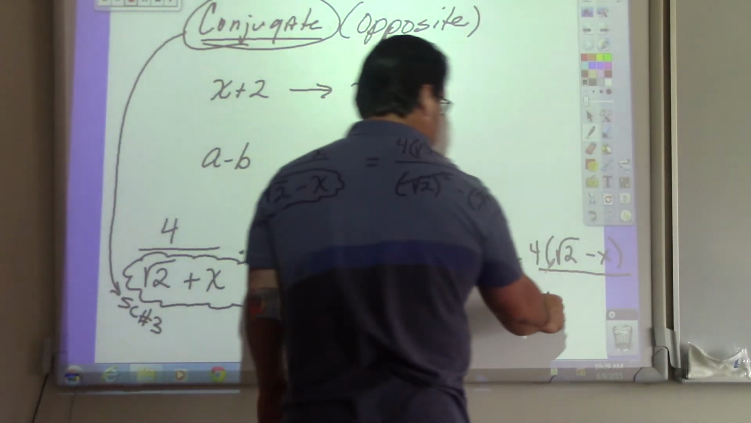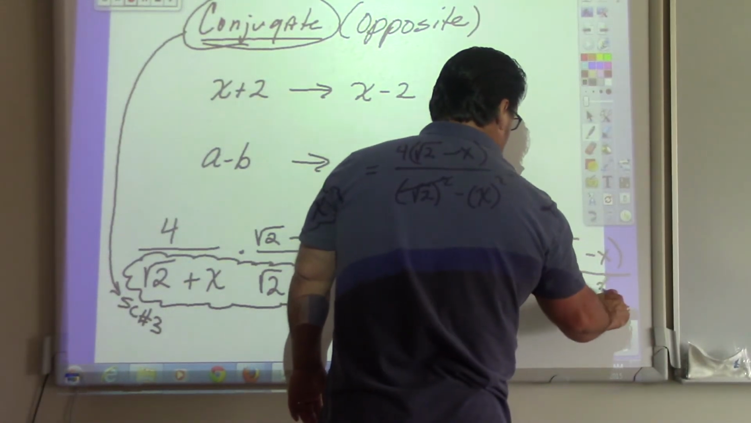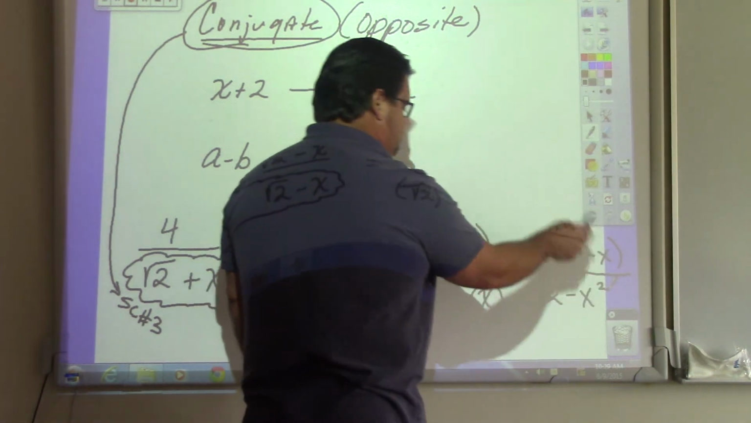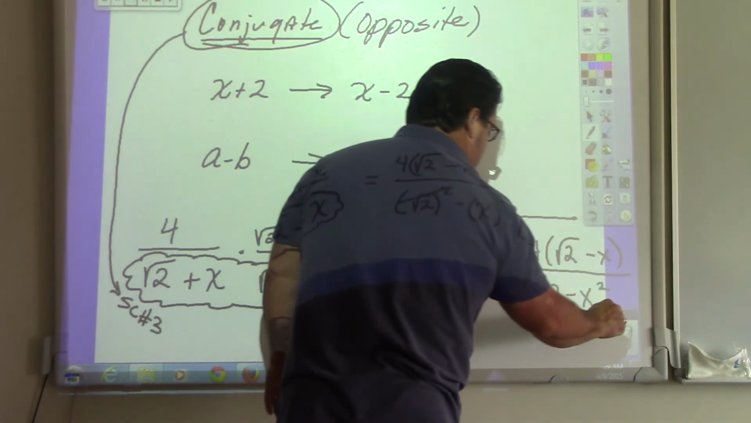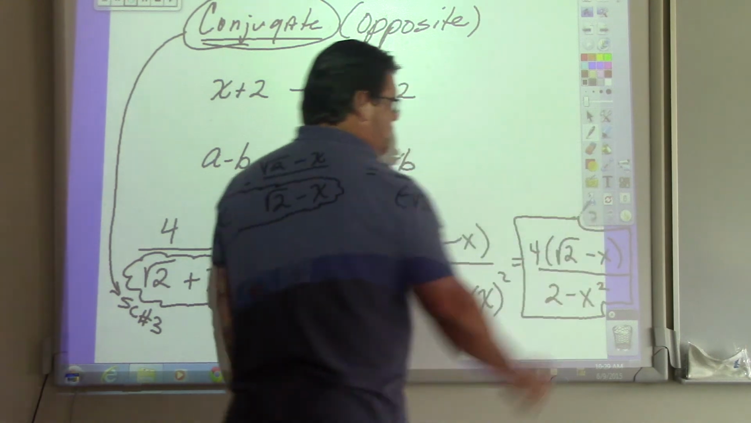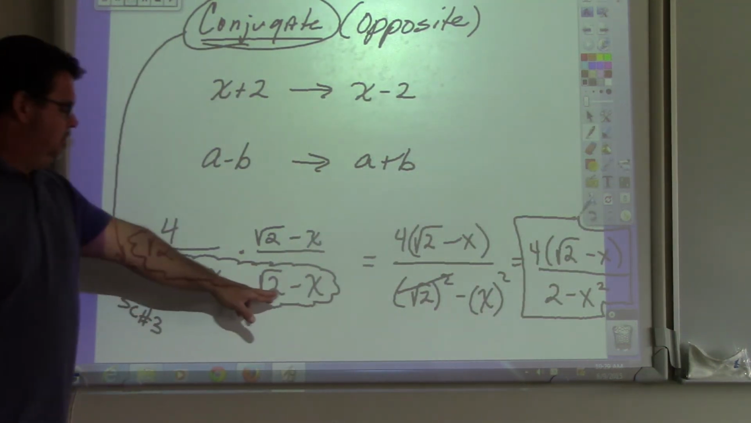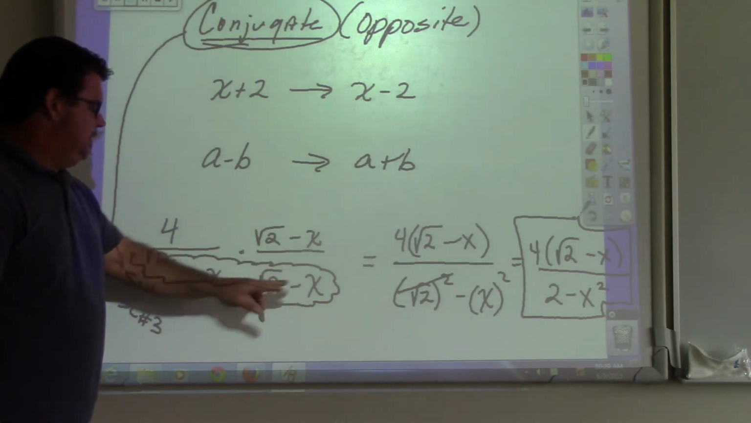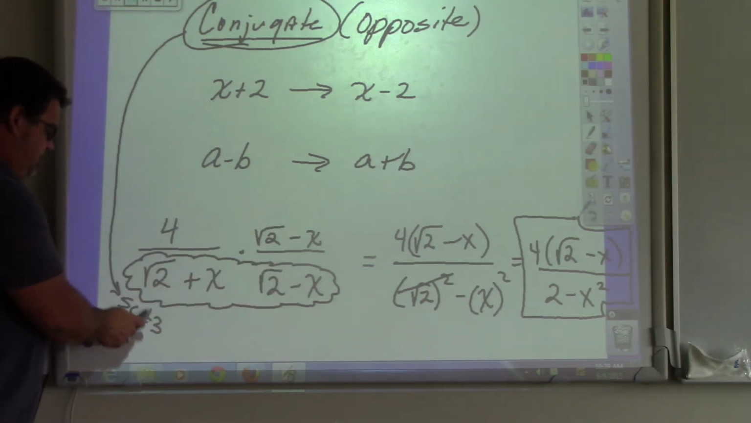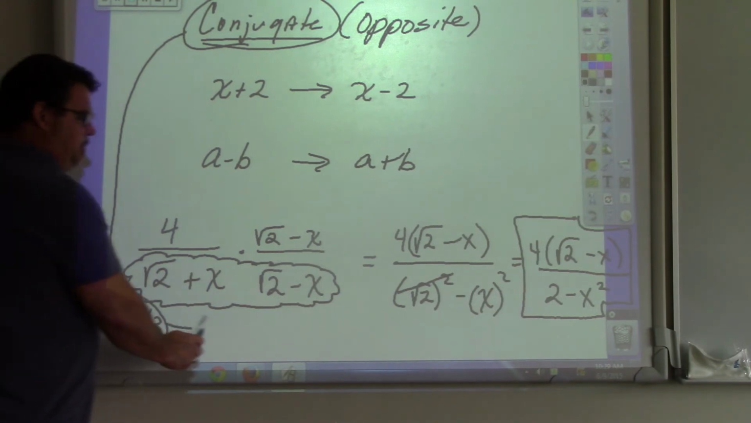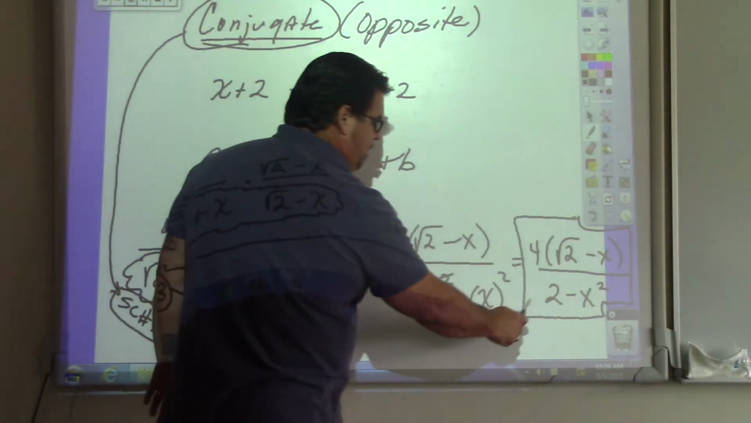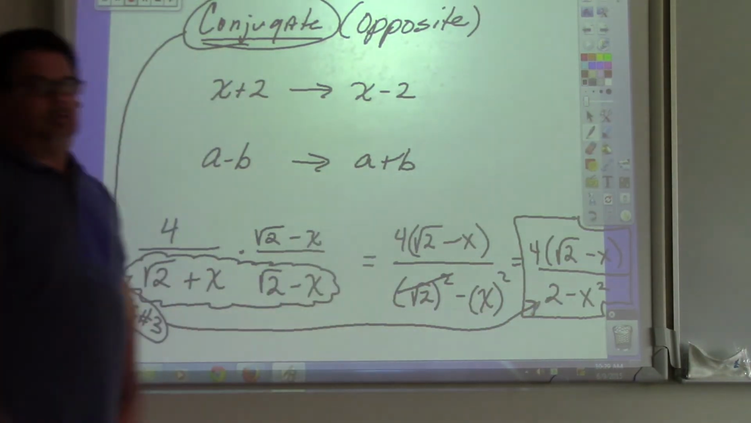2 minus x squared. Now, I could simplify that, I could distribute, okay? I'm not worried about that. The only reason I'm showing you this is to show you that when you do the conjugate over itself, it will give you shortcut number 3. And shortcut number 3 will basically get rid of what? The radical in the denominator.